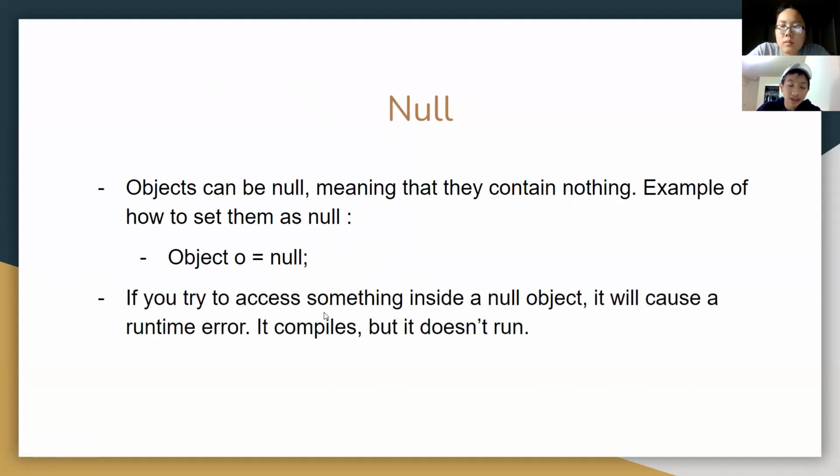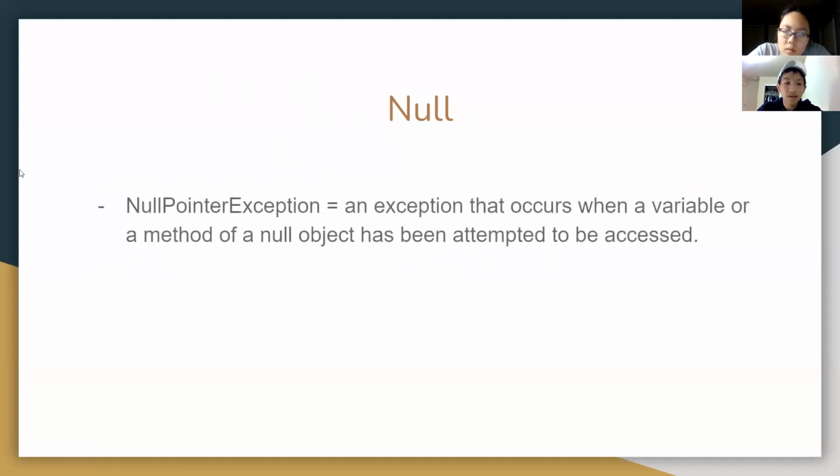And if you try to access something inside of a null object, then you will get a runtime error. So the code that you wrote compiles, but when you actually try to execute it, you get an error. What that error is called is a null pointer exception. It's an exception that occurs when a variable or a method of a null object has been attempted to be accessed.